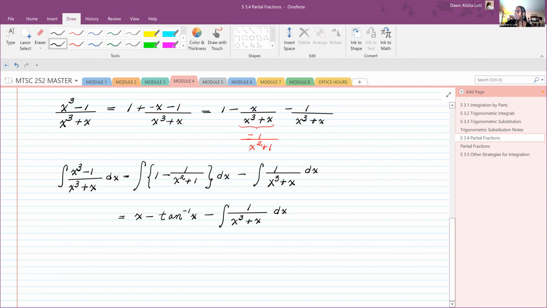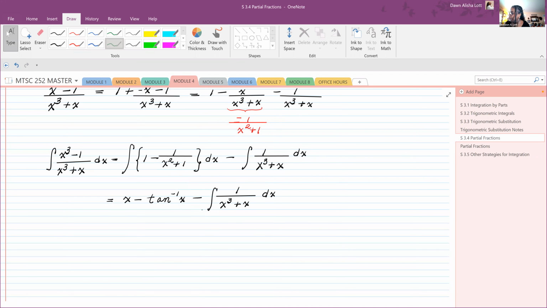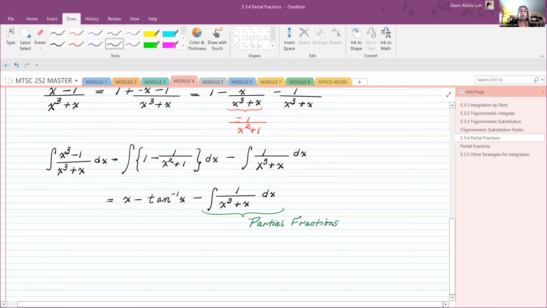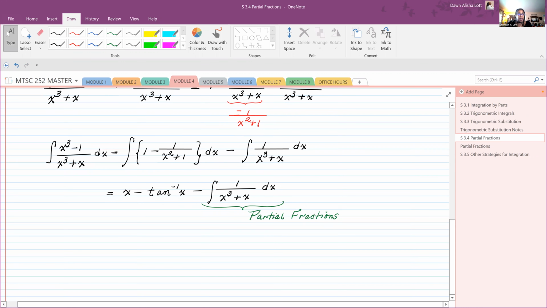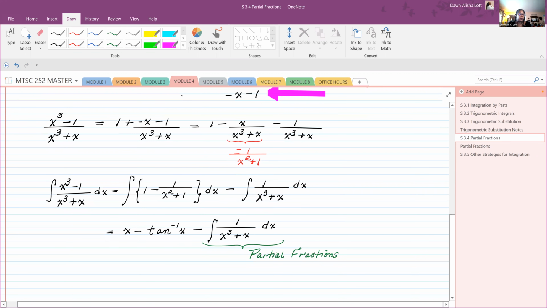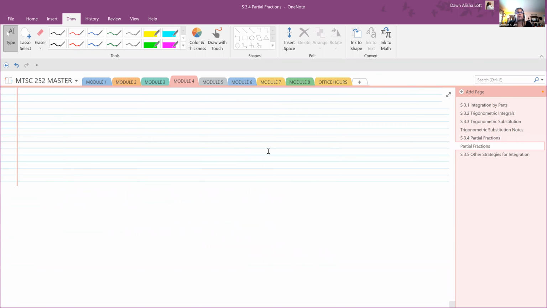And this last remaining integral here, we would do using partial fractions, which is what we are going to learn today. Although I don't think we're going to get to actually completing that integral today. Okay, so if the powers are the same or the power of the numerator is greater, you use long division. So we're going to do another one like that.